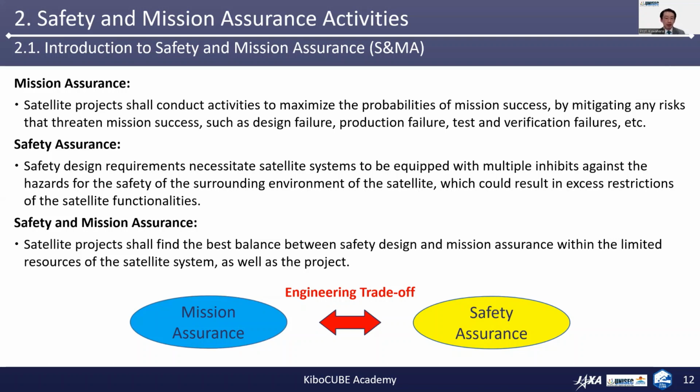So understanding these terms, safety and mission assurance is the activity combining both safety assurance and mission assurance. A satellite project shall find the best balance between safety design and mission assurance within the limited resources of the satellite system, as well as the project, by keeping the mission success probability as high as possible. Therefore, you will need to conduct a system design engineering trade-off between the mission assurance and safety assurance.